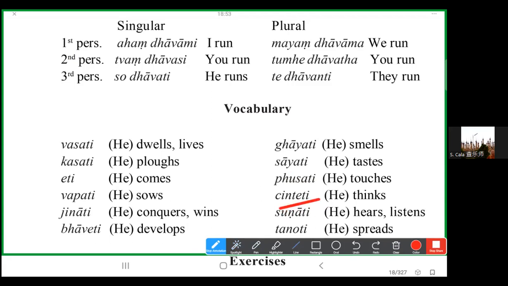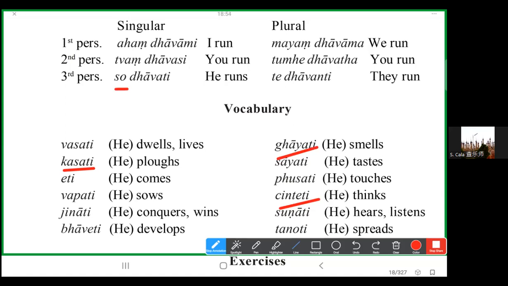Chindetik, chindetik, chindesik, chindeta, chindemi, chindema. All right. Kasati, kasanti, kasasi, kasata, kasami, kasama. Kayati, kayanti, kayasi, kayata, kayami, kayama. So we recite like this. After that, you put the word so.